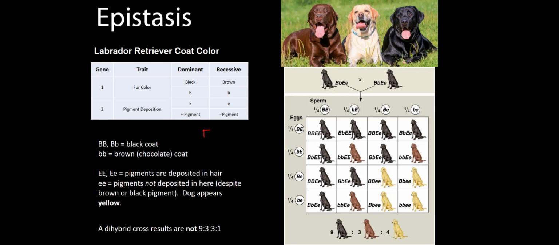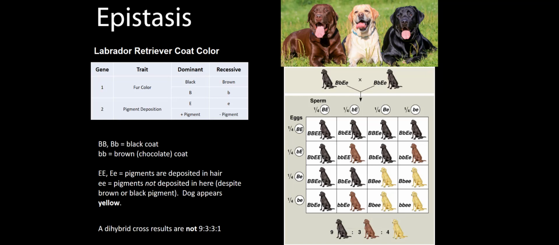Which means as long as you get a capital E, you will have a color, whether it's black or brown. If you inherit two copies of the recessive allele for the E gene, then you get no color. And if you get no color, that expresses as yellow. So yellow labs actually have the genes to make black or brown, but they're just not showing it.